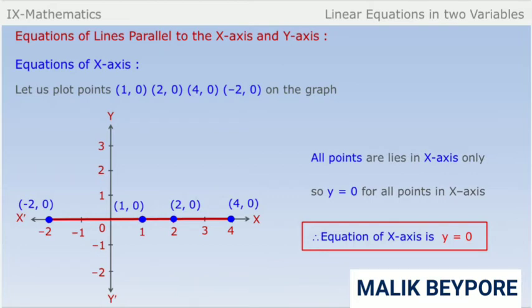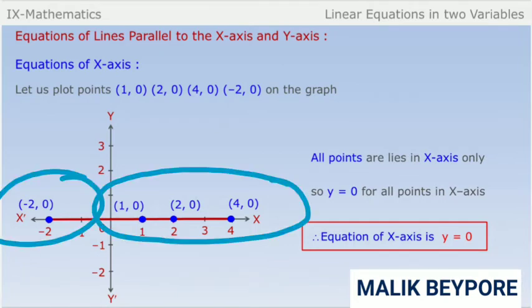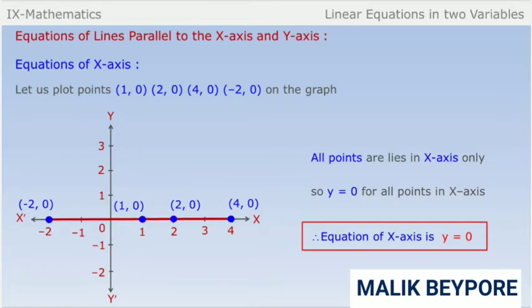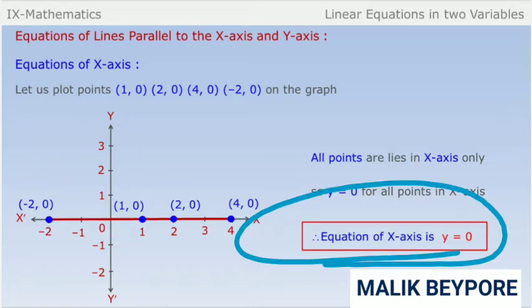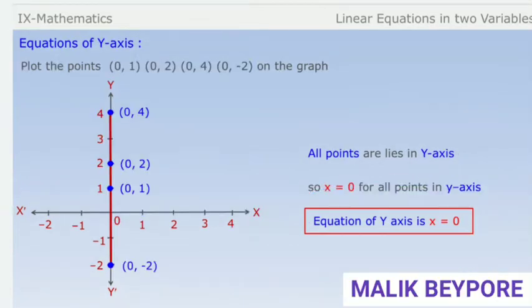Here we have 4 points. What are they? 1, 0, 2, 0, 4, 0 and minus 2, 0. These all points lie on the x-axis. That means all the y coordinates are 0 on the x-axis. So we can say the equation of the x-axis is y equal to 0.